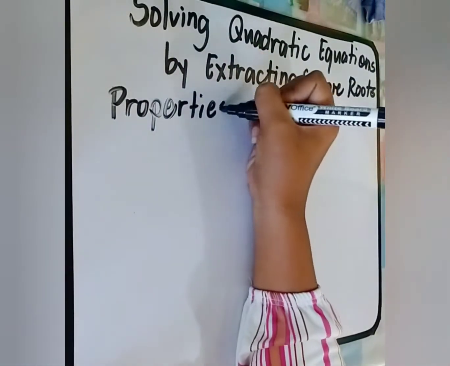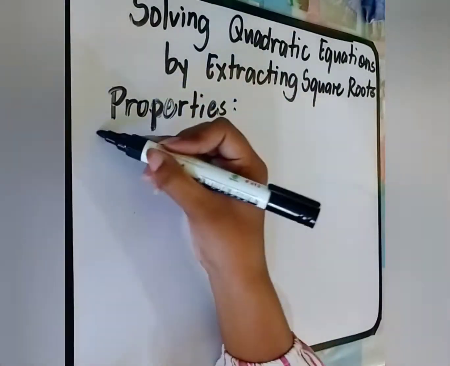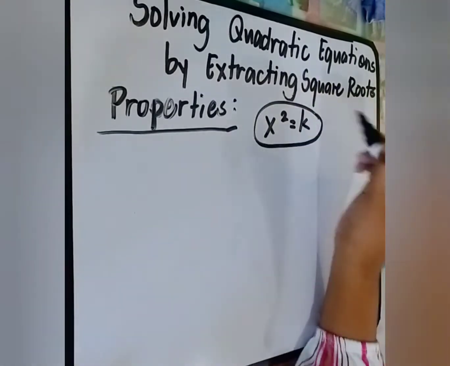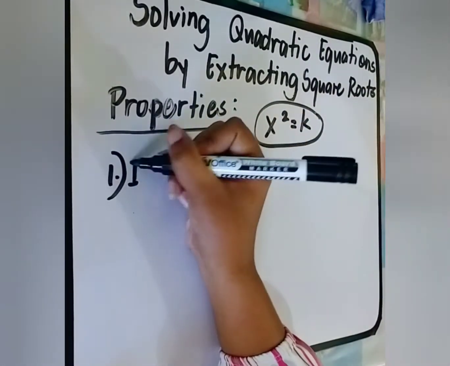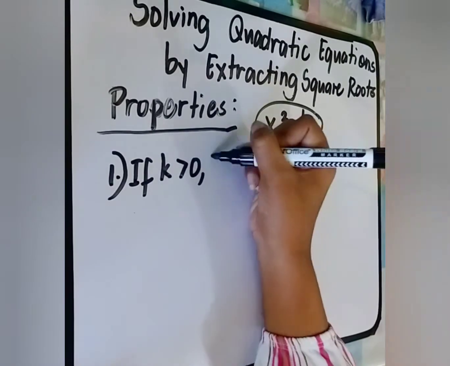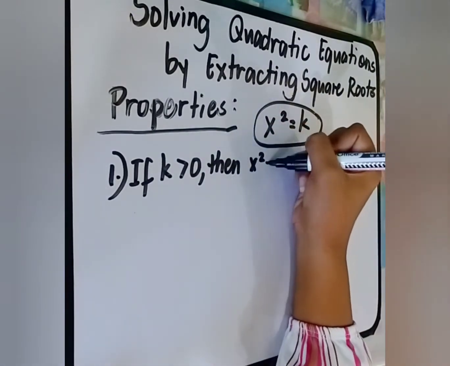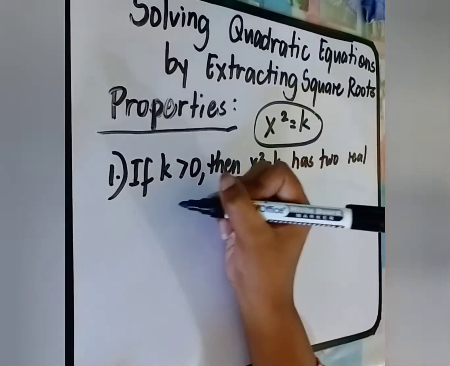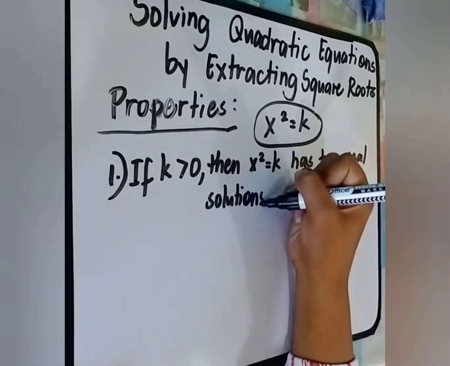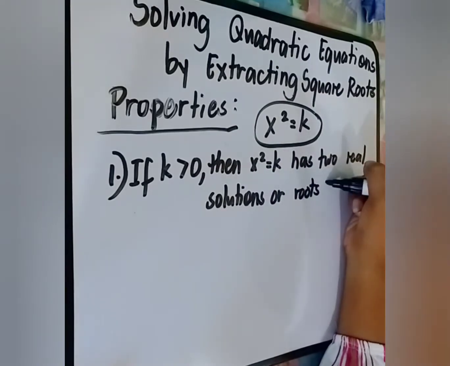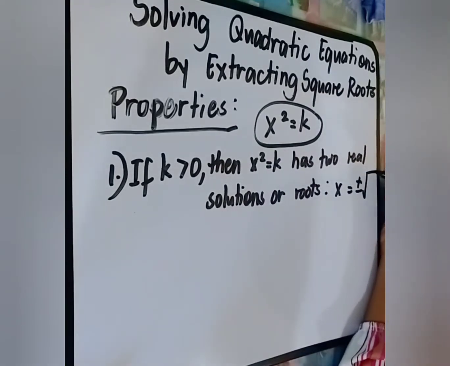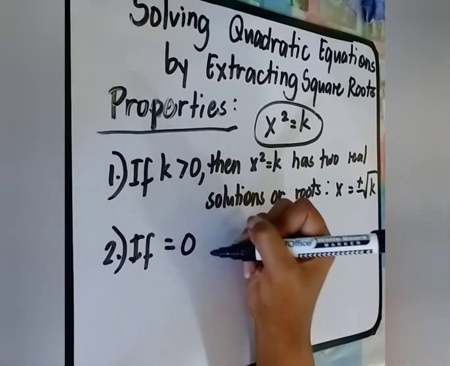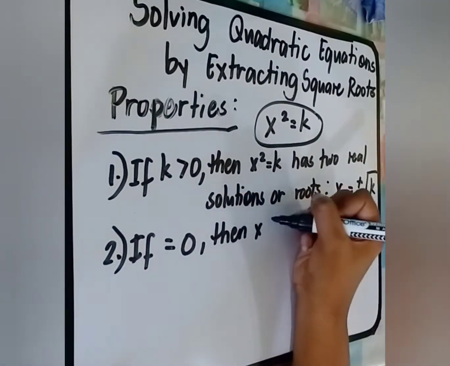So, ngayon naman is i-discuss natin kung ano ba yung iba't ibang properties ng extracting the square root. So, meron tayong tatlong property. So, this is the number 1. Okay, number 1 property: if k is greater than 0, then x squared is equal to k has two real solutions or roots, and that is x is equal to positive and negative square root of k.